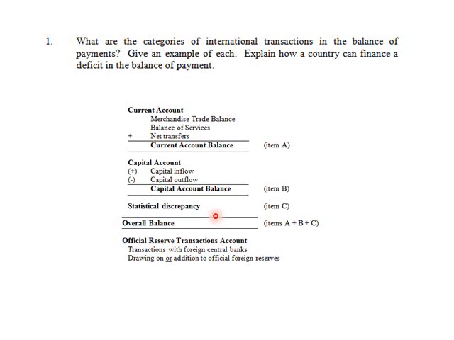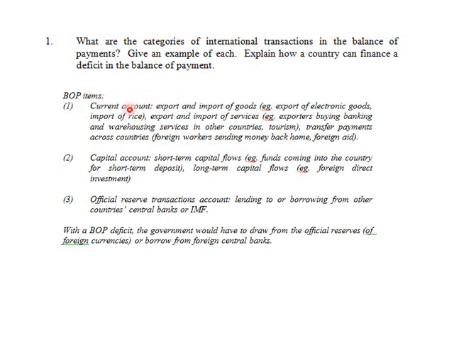Okay, so it asks for the categories of international transactions and then give an example each. So there's basically three categories: your current account, capital account, and then official reserve transaction account. Now the third one is mainly a balancing account. So if 1 and 2 has a surplus, it goes into your reserves. If 1 and 2 together has a deficit, then got to find some way of financing it.